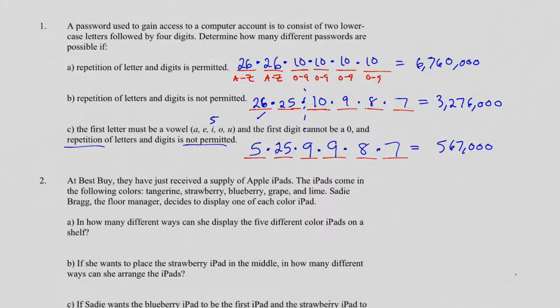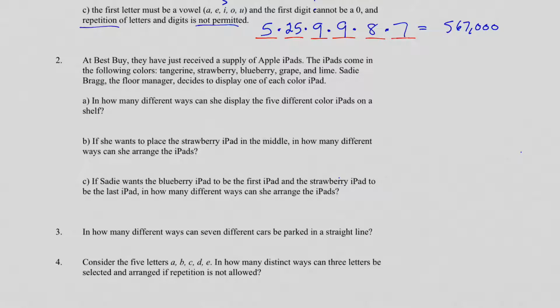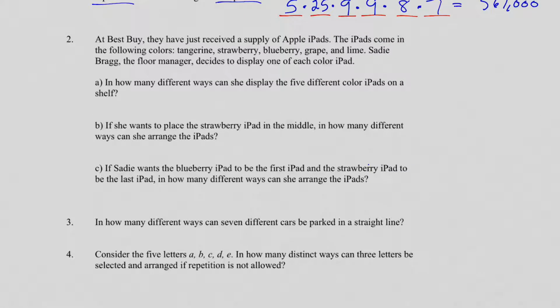Okay. Let's talk about number 2. So we're at Best Buy, and there's a manager named Sadie Bragg. She wants to display the new iPads, Apple iPads. They are different colors: tangerine, strawberry, blueberry, grape, and lime. Of course, this is fictional, but the floor manager decides to display one of each color iPad on the shelf. Okay, how many different ways can she display the iPads on the shelf?